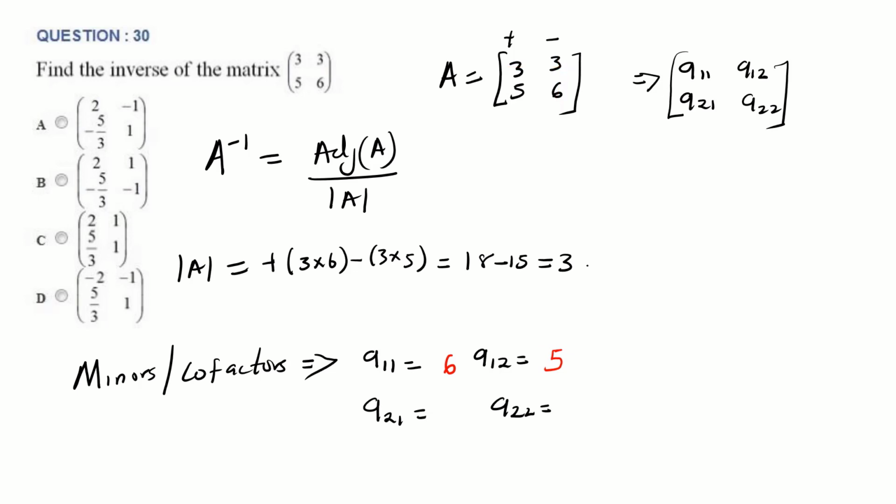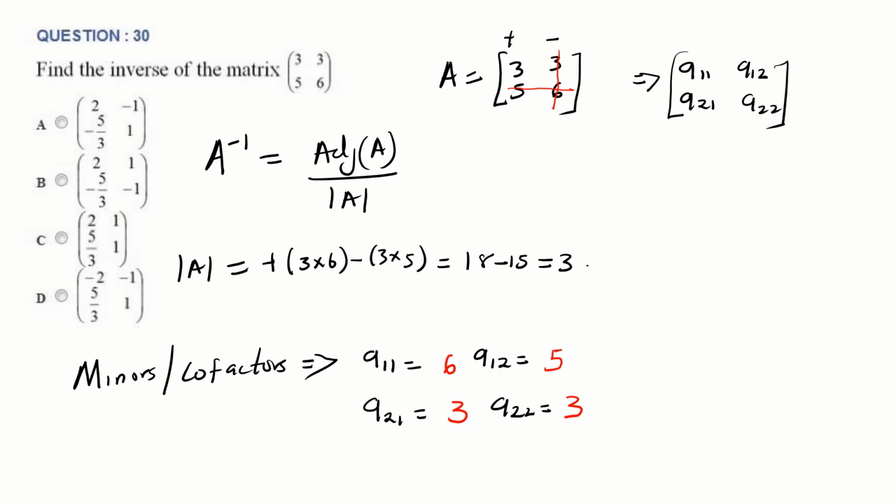The same way for A21, we cover row 2, column 1, and what we have left is 3. And the same case for A22, row 2, column 2, and that is 3. So that is how we can find the minors of a matrix.